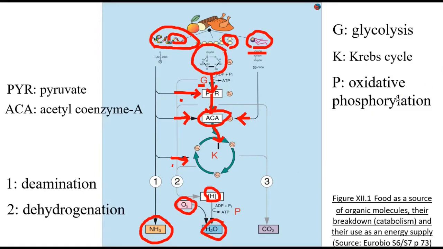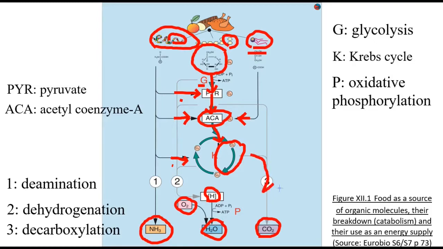So this is dehydrogenation, the fact that these molecules lose hydrogens. And the last thing is decarboxylation. You know that in the Krebs cycle, at some point CO2 is produced. Well, decarboxylation is simply the fact that molecules from the Krebs cycle are going to lose a carbon, and this carbon will be used in a sense to produce CO2. So that's what we could say on the uses of different foods.